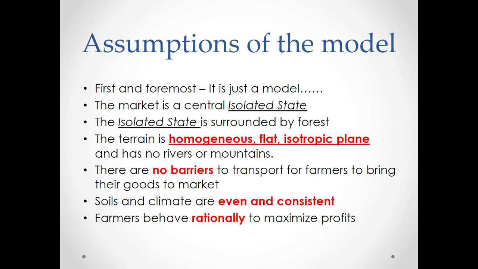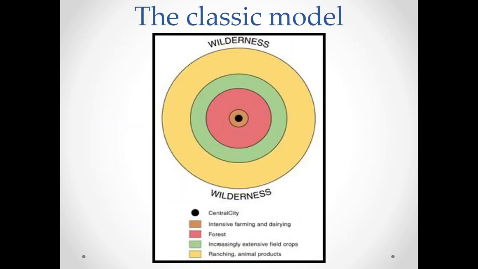Again, in this model, soils and climates are even and consistent. And we know that is not realistic. Again, this is just a model. So farmers behave rationally to maximize profits. That, again, is being very optimistic. In a real world scenario, not everyone's going to behave rationally.